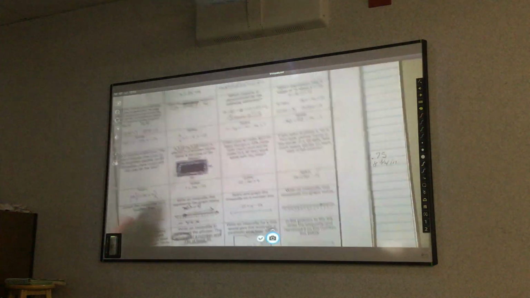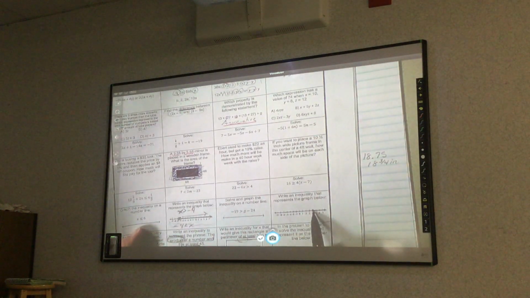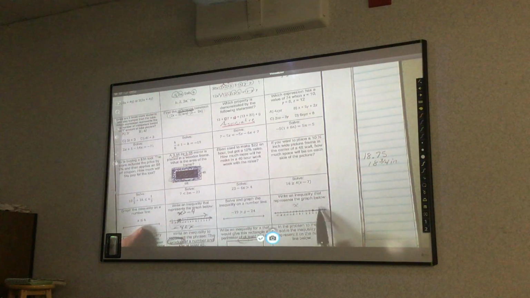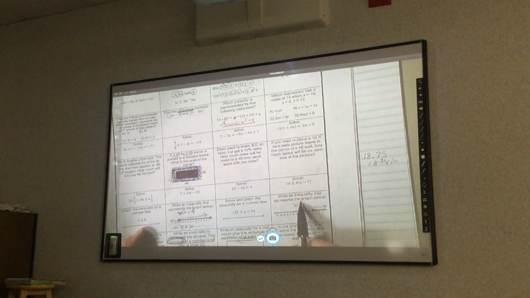Write an inequality that represents the graph below. It is a filled-in circle. So x is going to be, and it's to the right, so it's going to be greater than or equal to 4.